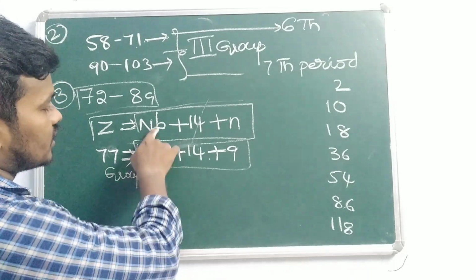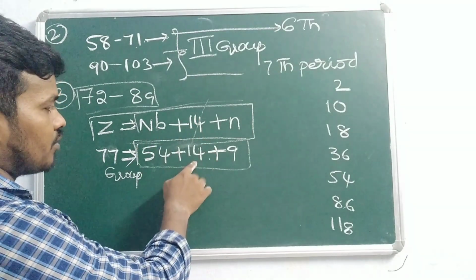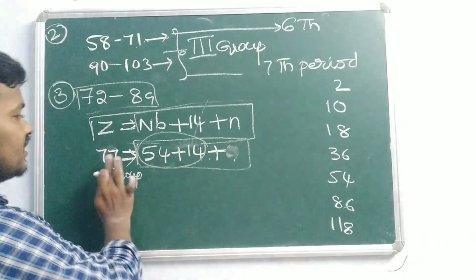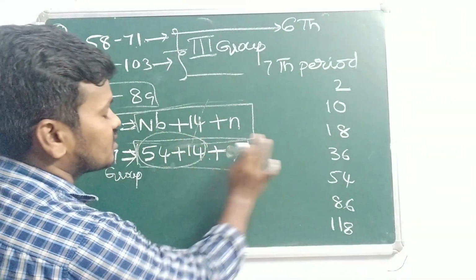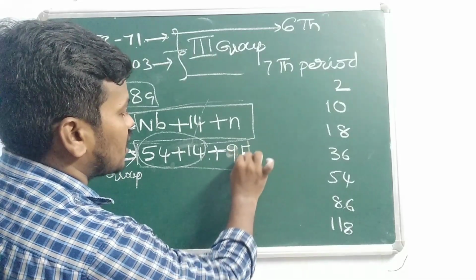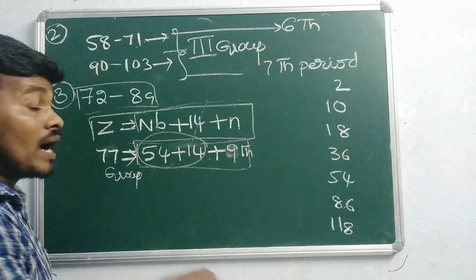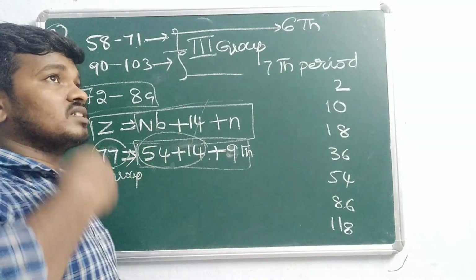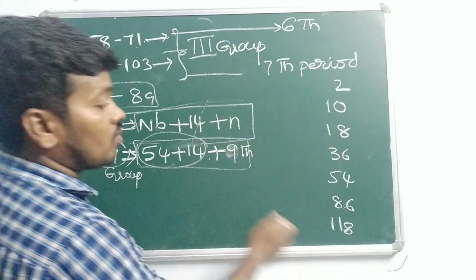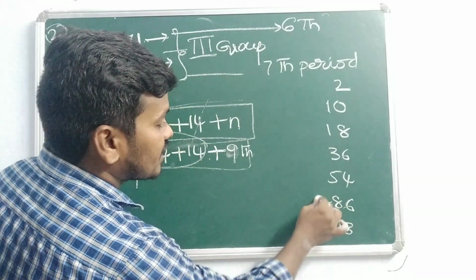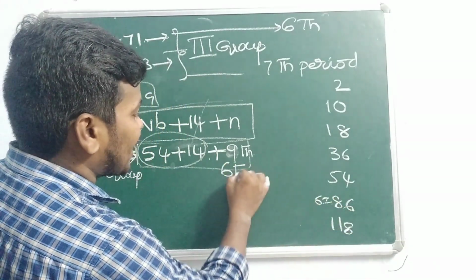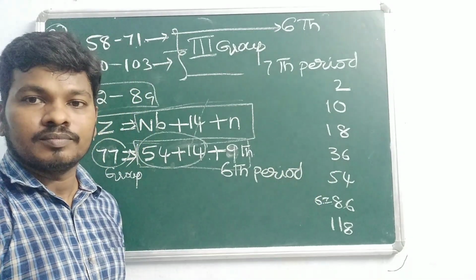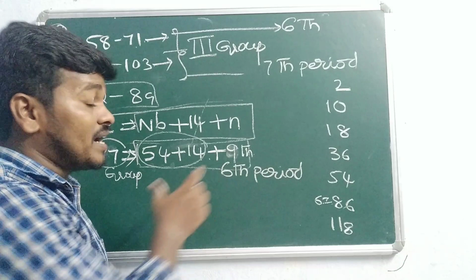First we write the noble gas 54, then we write 14, and then we have to add. You add and subtract, and you will get one number, that is the group number. Here I am getting 9, so it belongs to the 9th group. What about the period? After 77, what is the next noble gas? 86, so it belongs to the 6th period. So it belongs to the 9th group and 6th period.